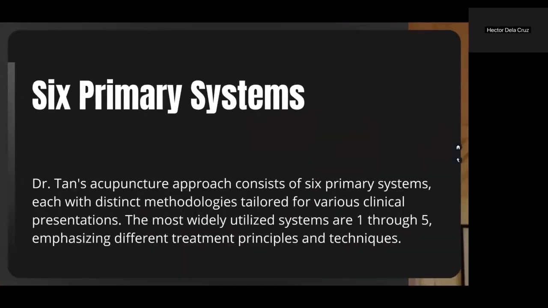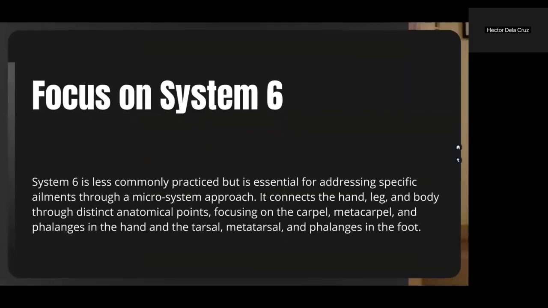Dr. Tan's acupuncture approach consists of 6 primary systems, each with distinct methodologies tailored for various clinical presentations. The most widely utilized systems are 1 through 5, emphasizing different treatment principles and techniques. System 6 is less commonly practiced, but is essential for addressing specific ailments through a microsystem approach.